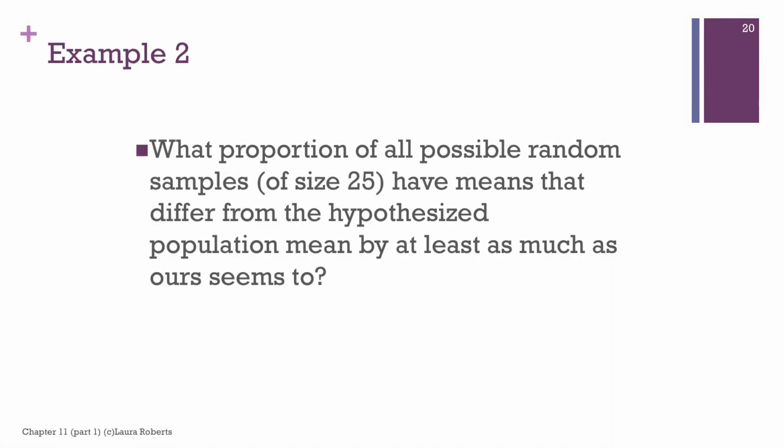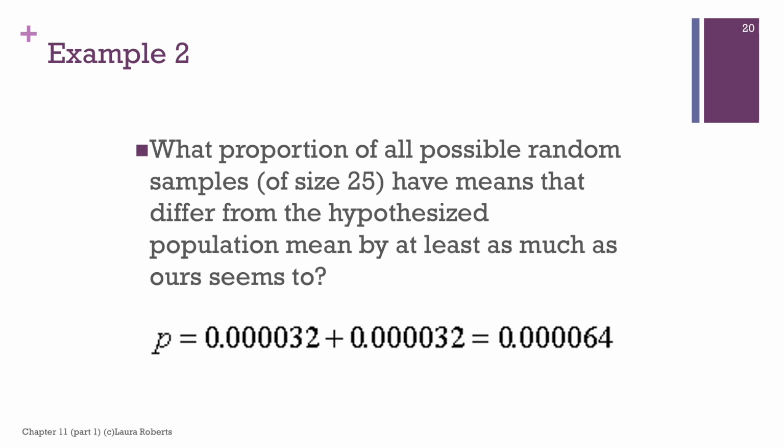So to recap, what proportion of all possible random samples of size 25 have means that differ from the hypothesized population mean by at least as much as ours seems to? The answer is found by adding up the two proportions together, and the result that emerges is 0.000064. So clearly, the probability of this event is very, very low.